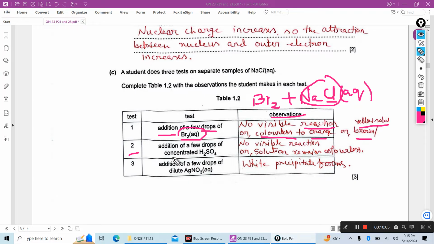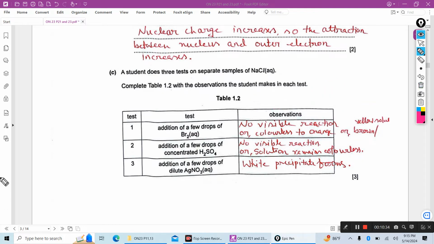addition of a few drops of concentrated sulfuric acid. Sodium chloride reacts with concentrated sulfuric acid to produce sodium hydrogen sulfate plus hydrogen chloride gas or hydrochloric acid. So all have no color. The observation will be no visible reaction or no visible observation, or you can write solution remains colorless because these solutions are colorless.